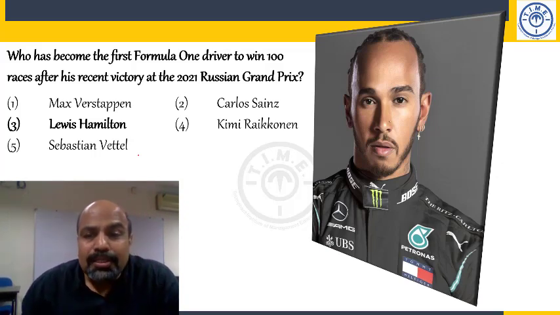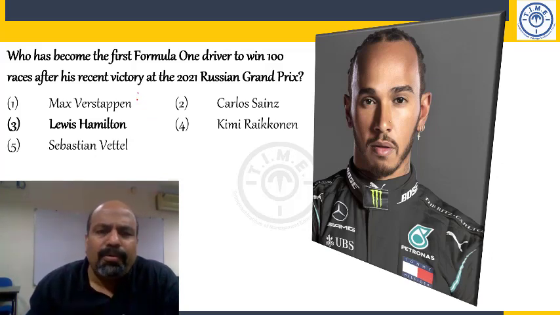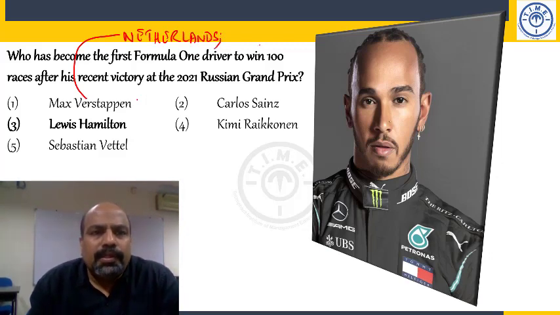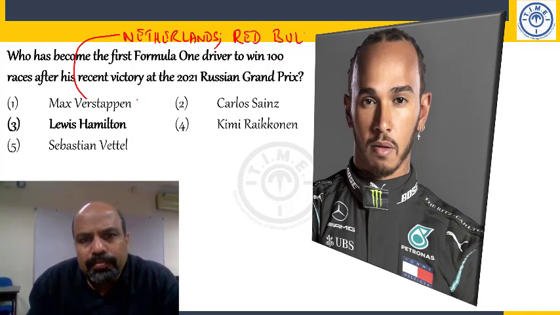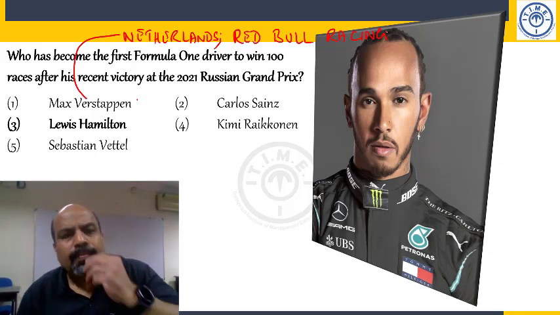So, guys, who are these guys? Verstappen. You just write the country's name followed by the team they race for. Formula 1 is fun. I follow this on a daily basis. Netherlands. He comes from Netherlands, and he races for Red Bull Racing Team.